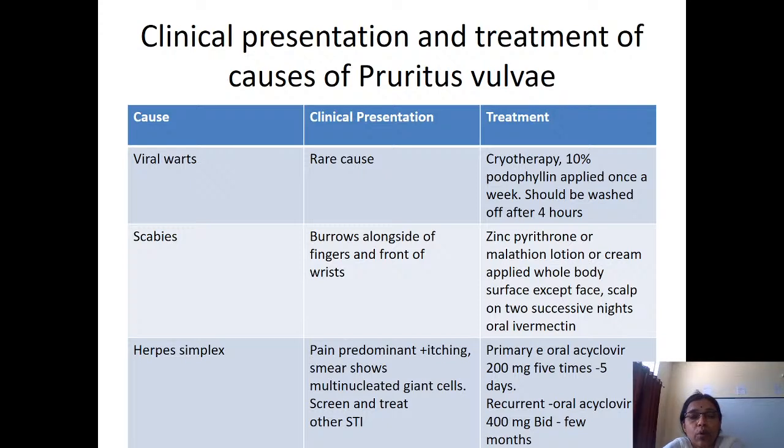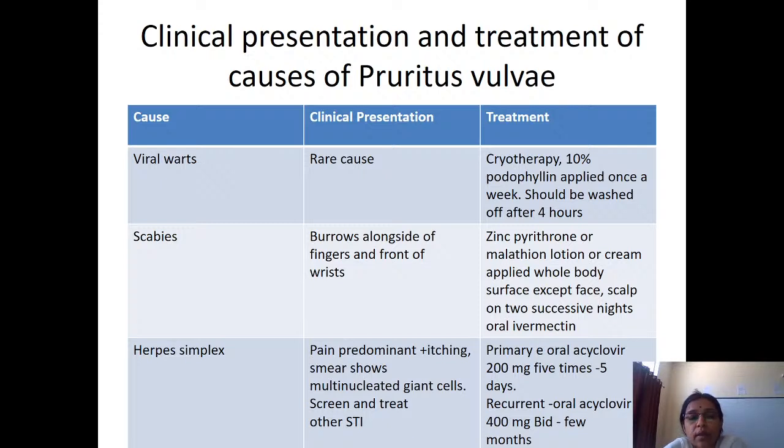And then the viral warts. For the viral warts, of course usually a bit rare, the treatment involves going for cryotherapy or usage of podophyllin once a week, and once we apply this podophyllin, it should be washed off after 4 hours.